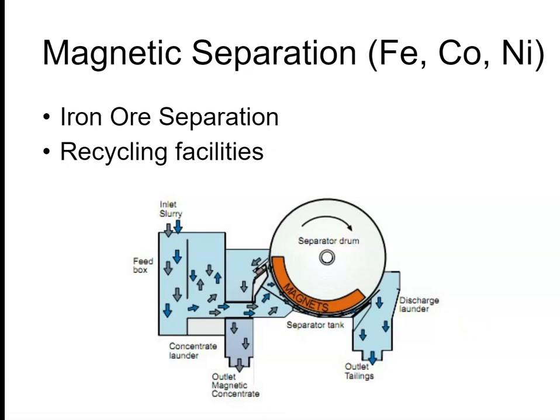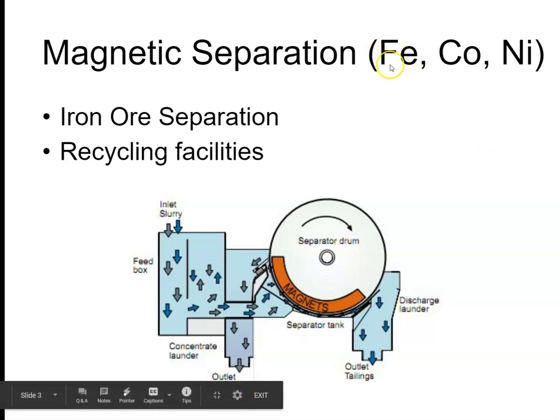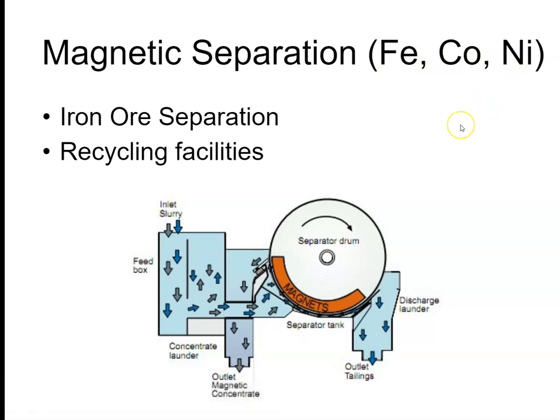So the first one is magnetic separation. Obviously, this one's sort of self-explanatory. If the material that we're trying to separate is magnetic, meaning it probably contains some iron, some cobalt, or nickel, we can use magnets to separate them.